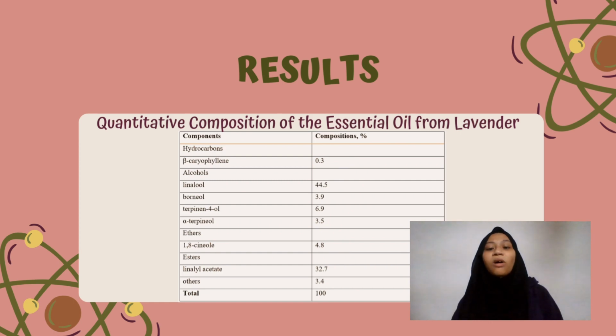After that, the ether called 1,8-cineol has a percentage of 4.8%. And lastly, the ester called linalyl acetate has a percentage of 32.7%.